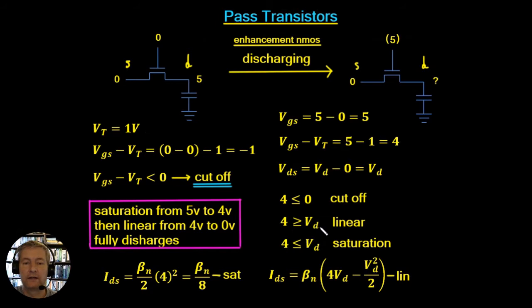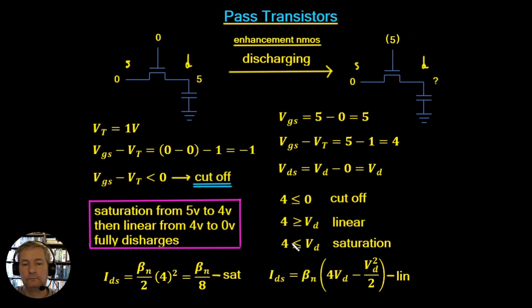Then we can check whether the current is a linear current or a saturation current. We know that if VGS minus Vt is greater than or equal to VDS, we're in the linear region. VGS minus Vt is 4 and VDS is just Vd. So if 4 is greater than or equal to Vd, we're in the linear region. Equivalently, reading it backwards, if Vd is less than or equal to 4 volts, then it's a linear current.